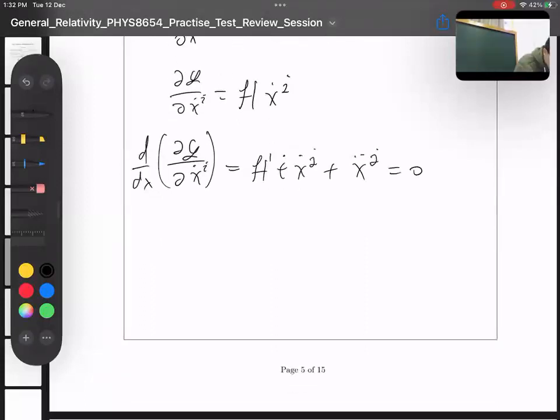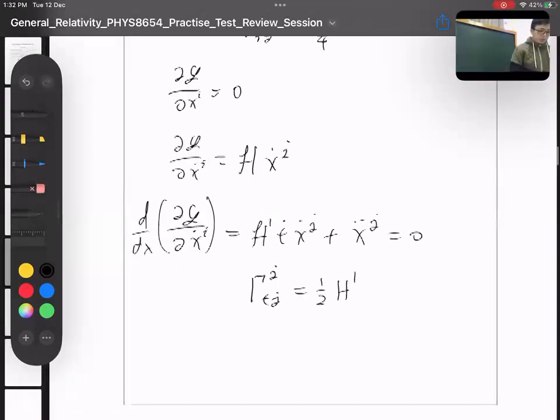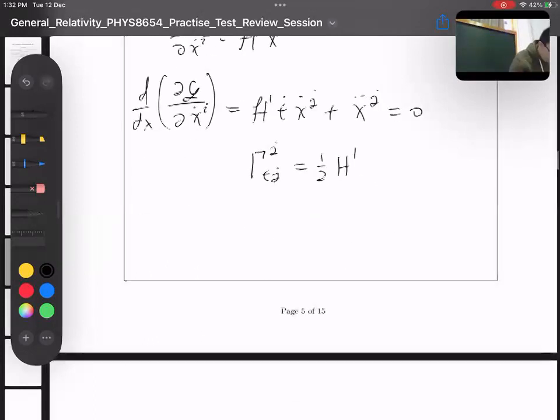So the term that you want is, so this will be gamma j t j is equal to a half h prime, right? Is that right? Yes. Or did I miss something? Yeah, that should be right.